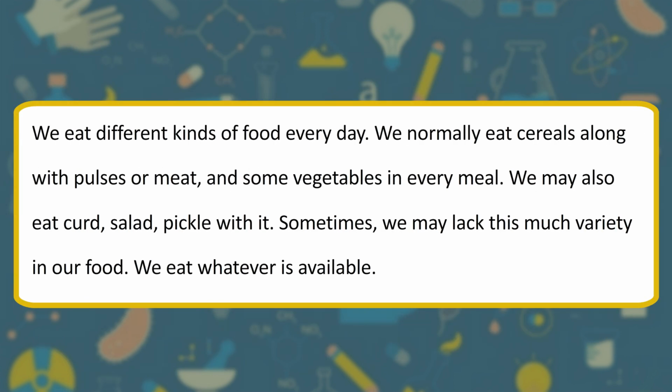We eat different kinds of food every day. We normally eat cereals along with pulses or meat, and some vegetables in every meal. We may also eat curd, salad, pickle with it. Sometimes, we may lack this much variety in our food. We eat whatever is available.